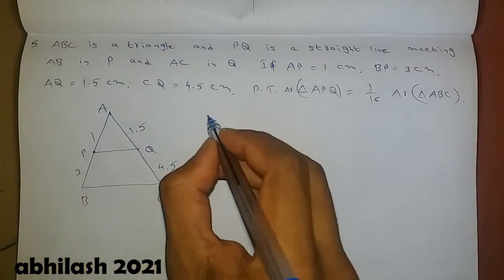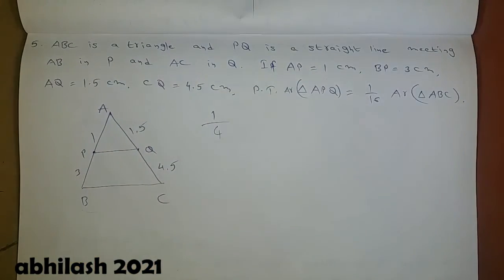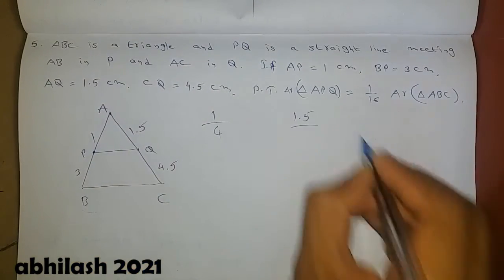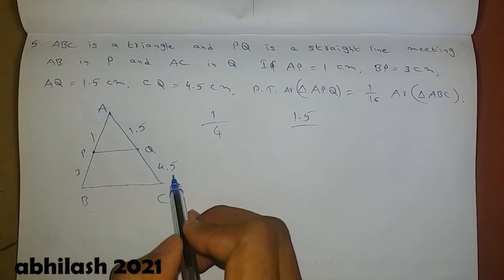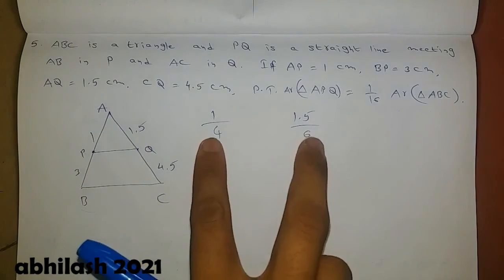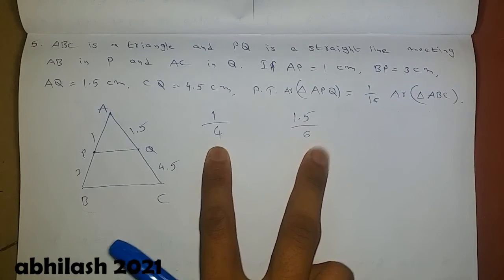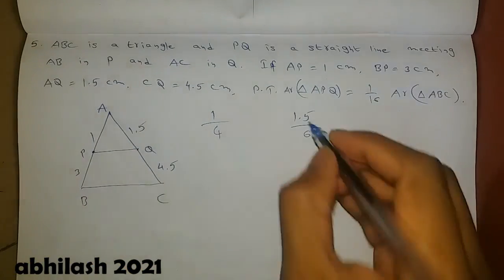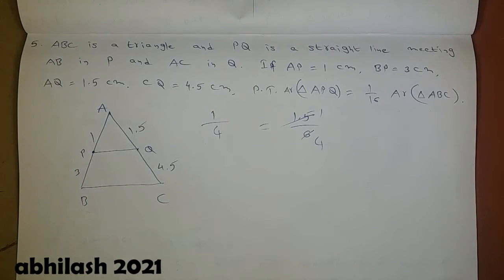Smaller triangle left side 1 by bigger triangle left side 1 plus 3, 4. Next, smaller triangle right side 1.5 divided by bigger triangle, sorry, right side 1.5 plus 4.5, 6. Now if these two ratios are equal to each other, then we can say that these are similar triangles, otherwise not similar. 1.5 ones are 1.5, fours are 6. Yes, 1 by 4 is equal to 1 by 4. So now we can conclude that these two triangles are similar to each other.